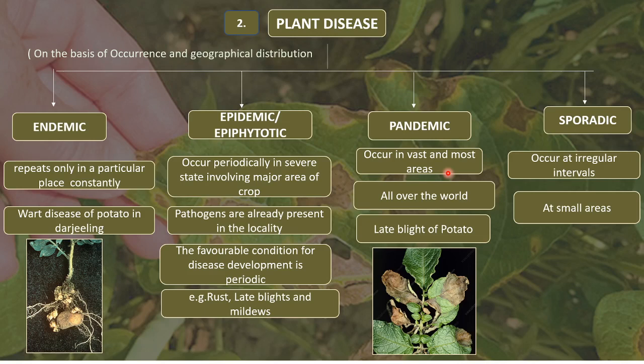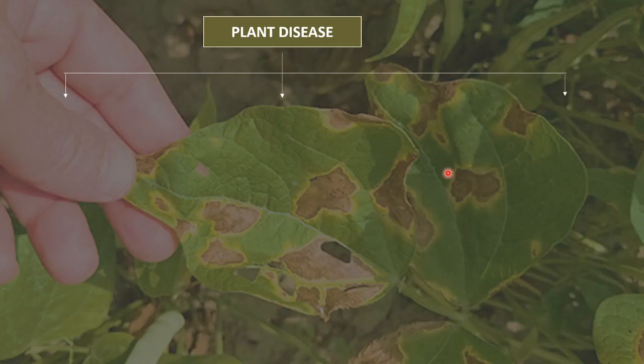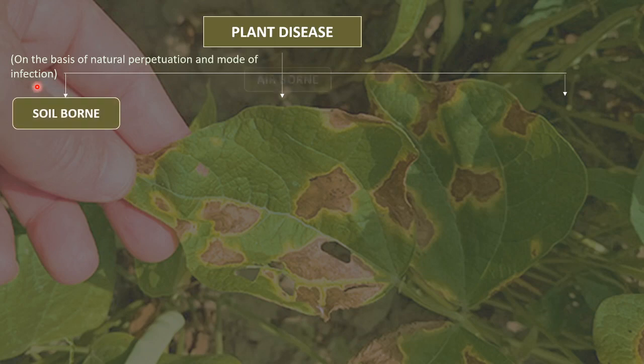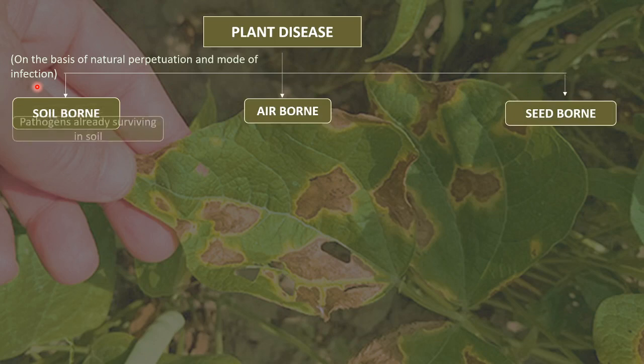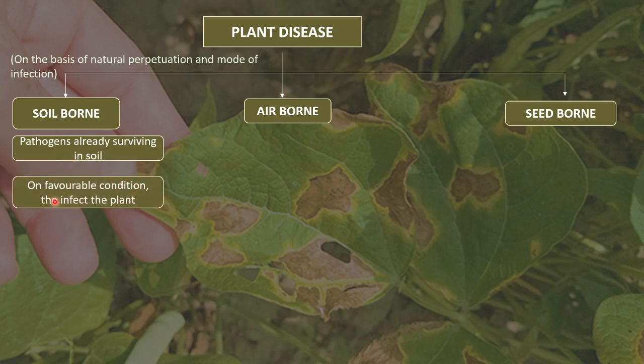Now we move towards our next criteria of plant disease, which is on the basis of natural perpetuation and mode of infection. That is, what is the mode of infection by which the plant disease will happen. These could be soil borne disease, airborne disease, and seed borne disease. As the name itself suggests, here the pathogen is already surviving in the soil. When it gets the favorable condition, it will infect the plant, right? So this is soil borne disease.